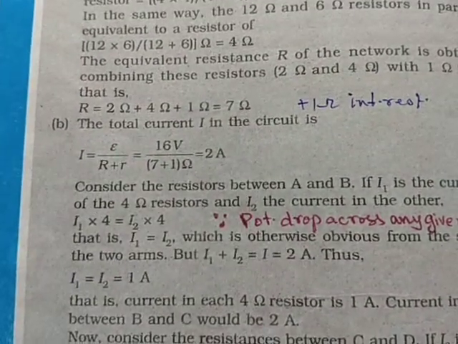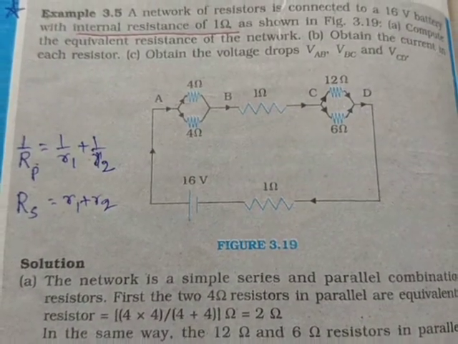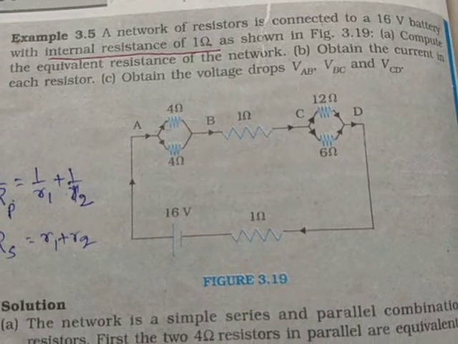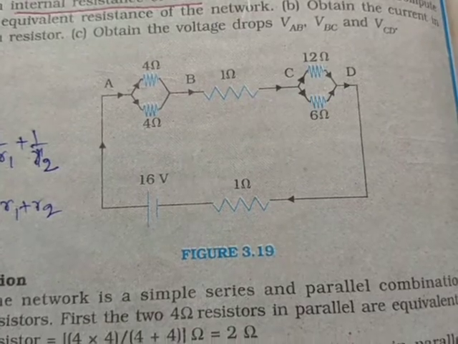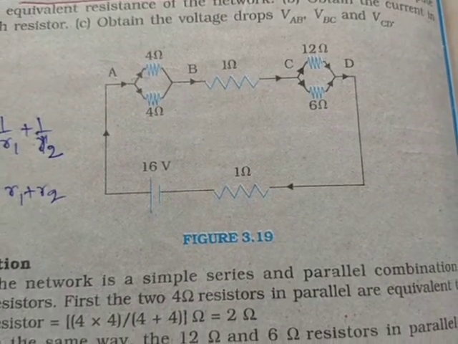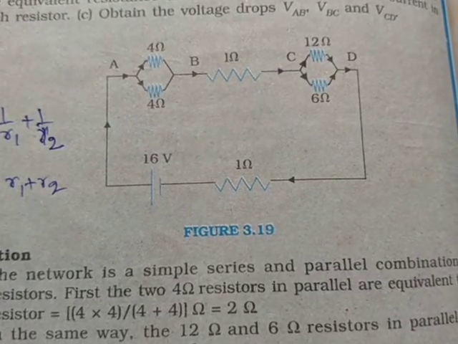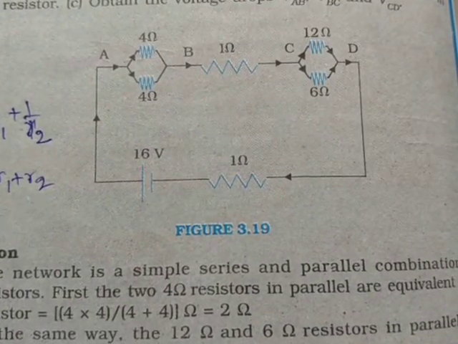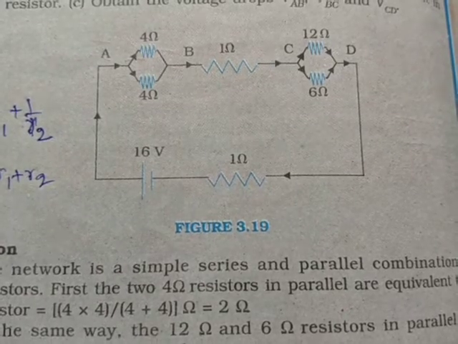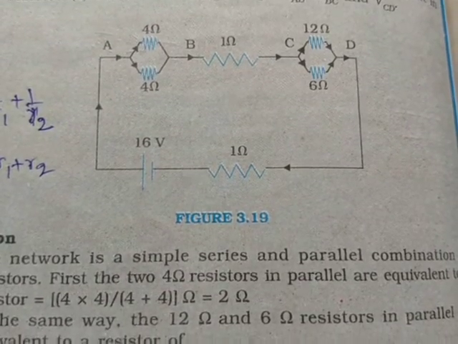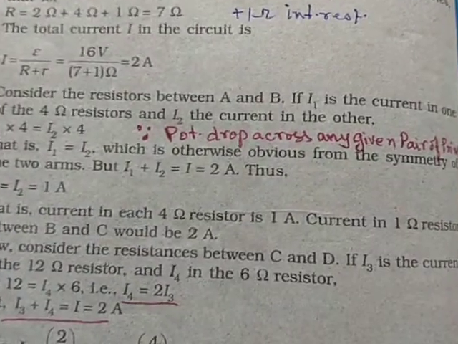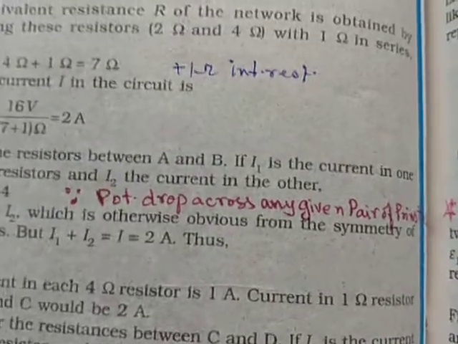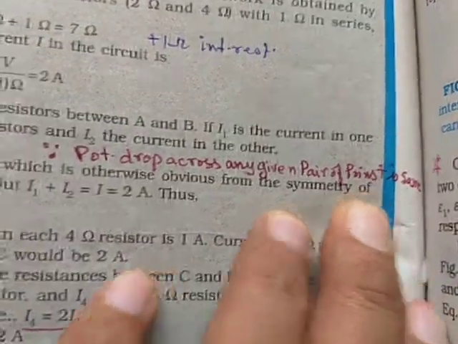2 ampere. That is the total current drawn from the cell, and so this current of 2 ampere will be divided in the two arms of the resistances given between A and B. Since these two resistances are equal, the current should also pass equally through them. So that means each arm of 4 ohm is carrying 1 ampere. We can also find it by using the concept that the potential drop across any given pair of points is always the same.